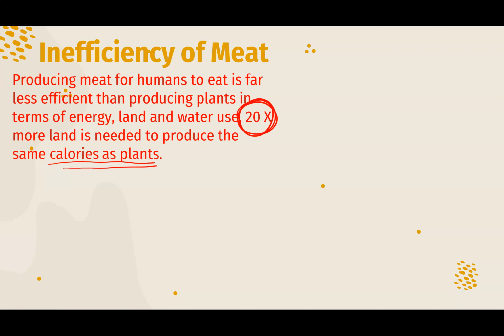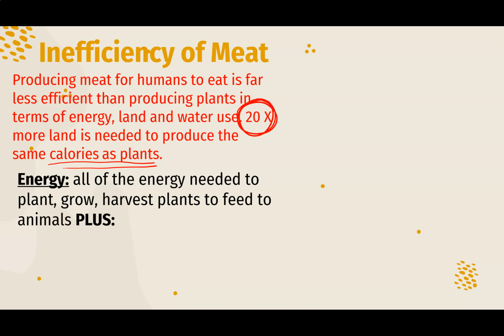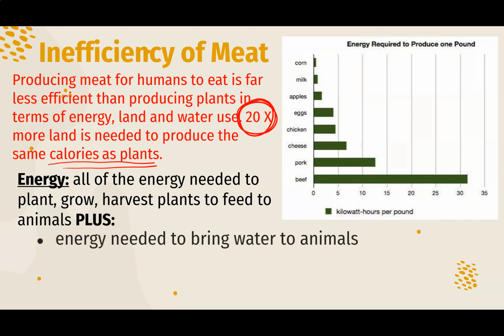that a plant would. Now, they're different kinds of calories, understood, but remember, we only have so much land. We only have so much water on this planet. So that's where the problem becomes. All of the energy needed to plant, grow, and harvest plants to feed the animals, plus the water, and you have to house these animals because remember where they live. It might be cold in the wintertime.